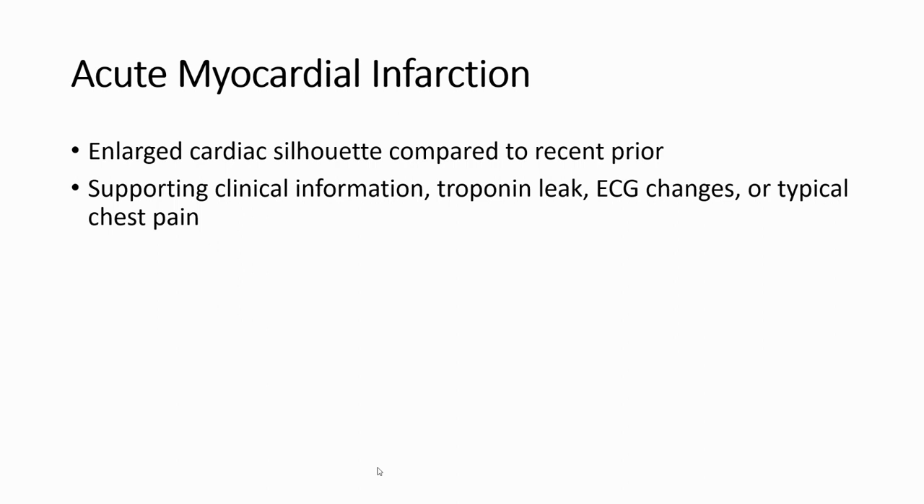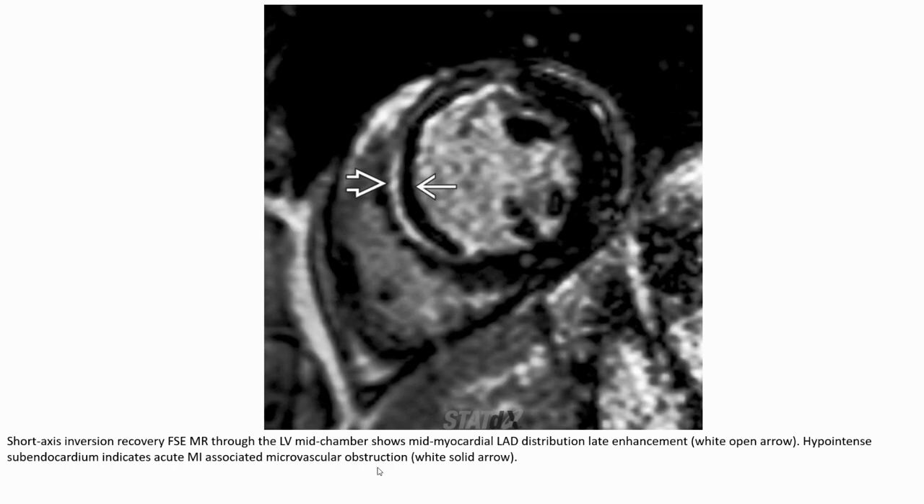Another cause is acute myocardial infarction, with a large cardiac infarct compared to a recent one, supported by clinical information such as troponin leak, ECG changes, or type of chest pain. This cardiac MRI shows mid-myocardial late enhancement, white open arrow, and hypo-intense subendocardium, indicating acute MI associated with microvascular obstruction, white solid arrow.